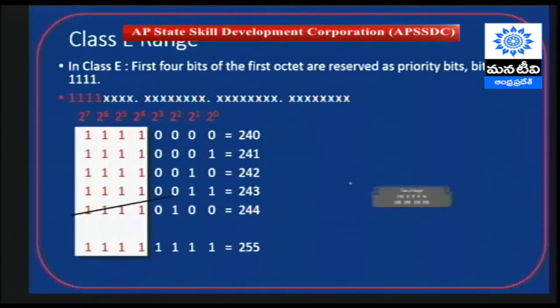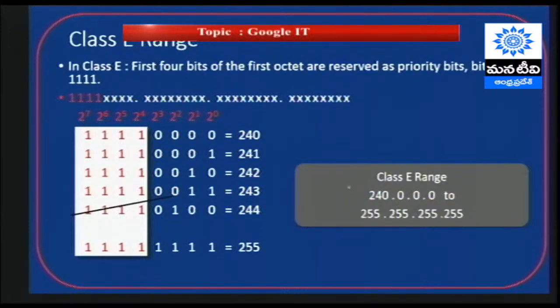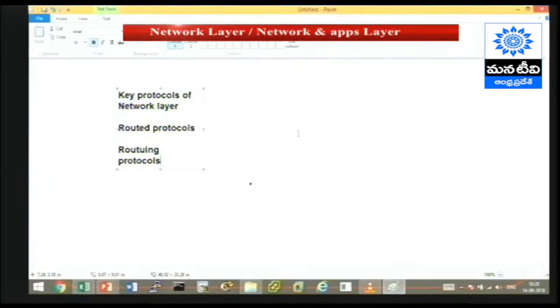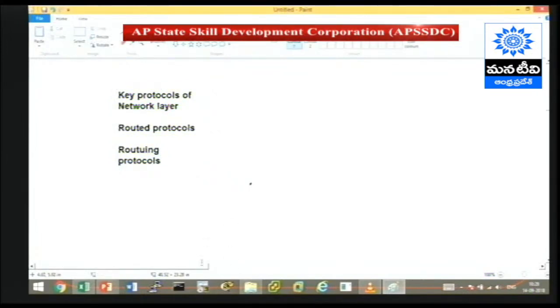So this is the total range of IPv4 addresses divided into 5 classes, starting from 0.0.0.0 and ending with 255.255.255.255. So how did we get this hierarchy? It is based on the priority bits. We were able to classify these IP addresses. And then let's quickly also look at how the IP addresses are managed.